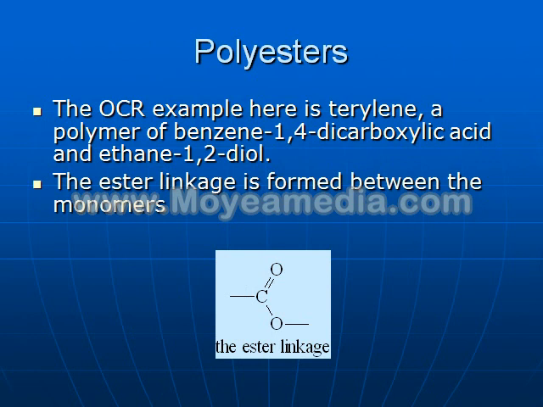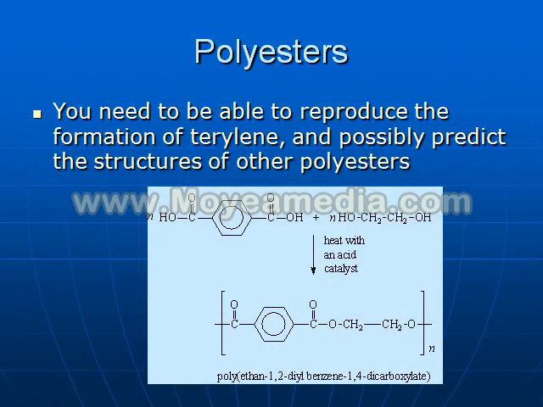Polyesters. The OCR example here is terylene, a polymer of benzene-1,4-dicarboxylic acid and ethane-1,2-diol. The ester linkage is found between the monomers. You need to be able to reproduce the formation of terylene and possibly predict the structures of the other polyesters.